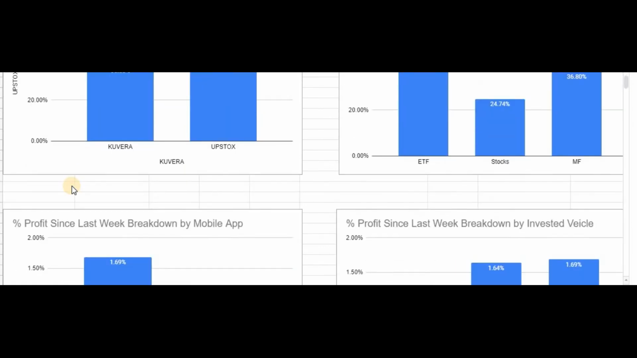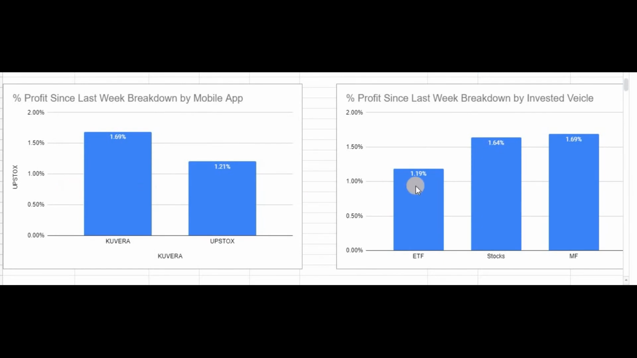Okay, and here also there are bar graphs only, but there is a small change. Of course these 2 bar graphs also say about percentage of profit, but the small change is this: percentage of profit since last week, breakdown by mobile app, from last week to this week, that is November 21st to November 28th. In November 21st to 28th, I got the highest profit in Kuvera, that is 1.69%, and the second highest profit in Upstox, that is 1.21%. That's what this bar graph explains here.